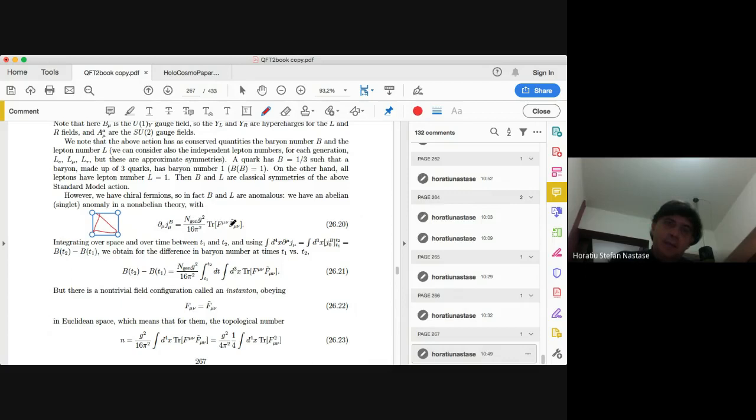But then inside this triangle runs any type of quark, and so I have to sum also over the generations of quarks. There are three generations, as we said: up, down, charm, strange, and top, bottom are three generations.